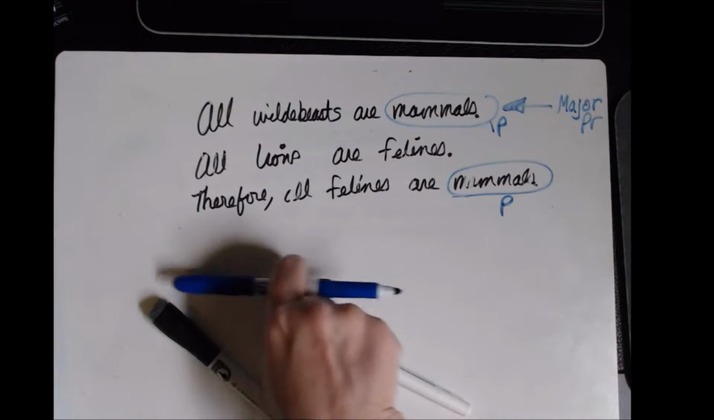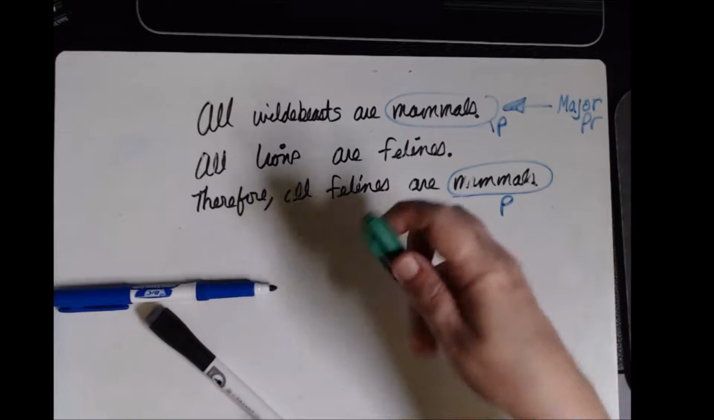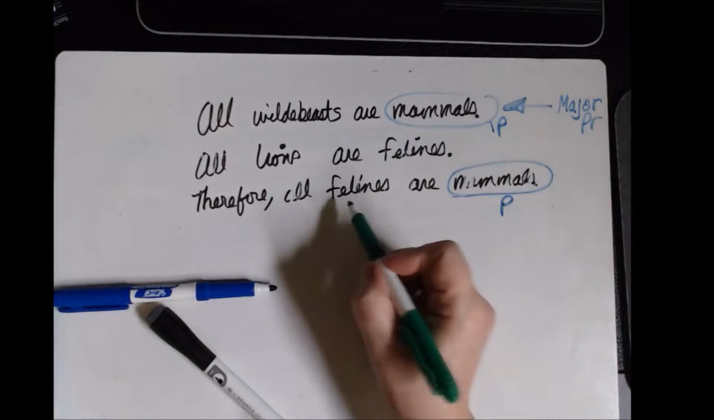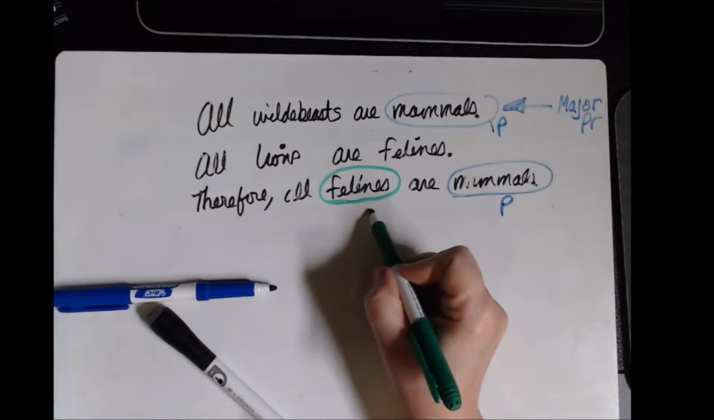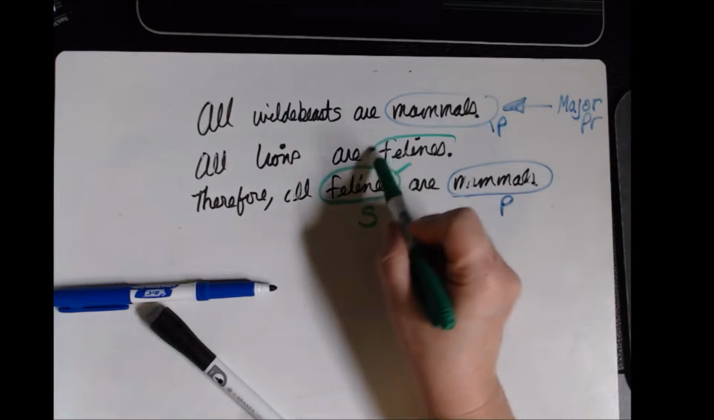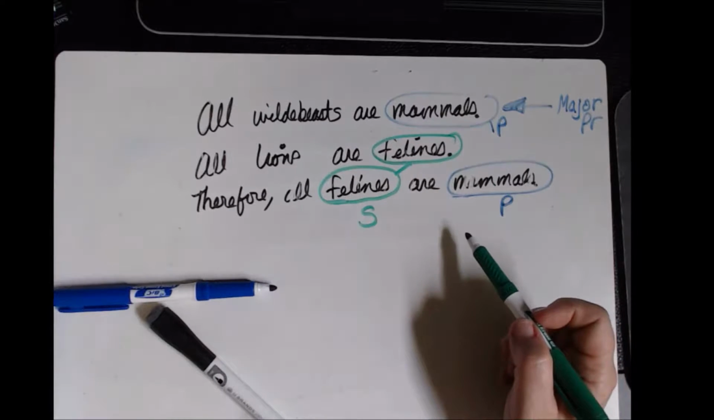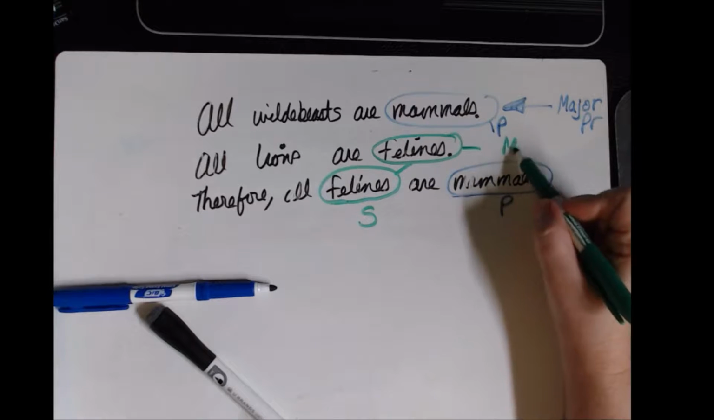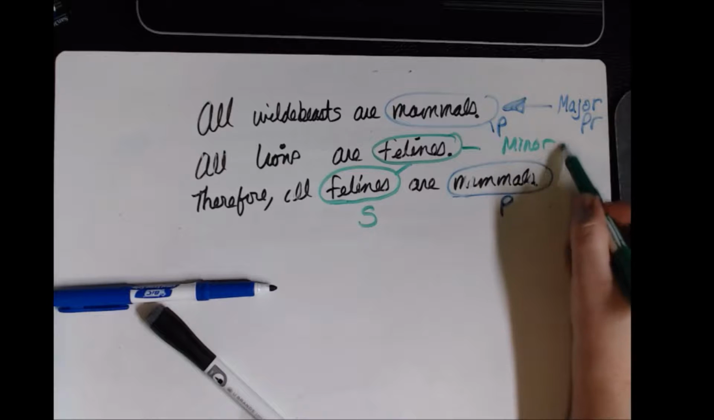Okay, what is our minor term? Remember, the minor term is the one that is the subject of your conclusion. And we see that it is also right here. So the minor premise now is this one, because it is the one that contains the minor term.